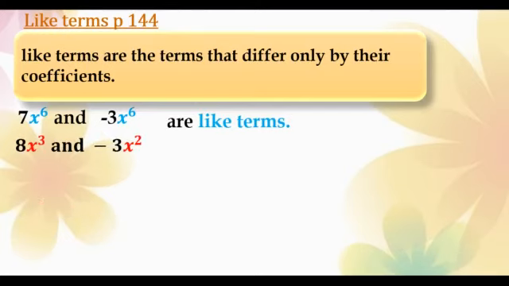We have 8x cubed and minus 3x squared. The coefficient is different, and that's okay. Let's look at the variable. The variable is also the same. This is good, but the power, or the exponent of the variable, is different, and this is not acceptable. So these two terms are not like terms because the difference between them is not only the coefficient. It's the coefficient and also the exponent on the variable, which is not acceptable.